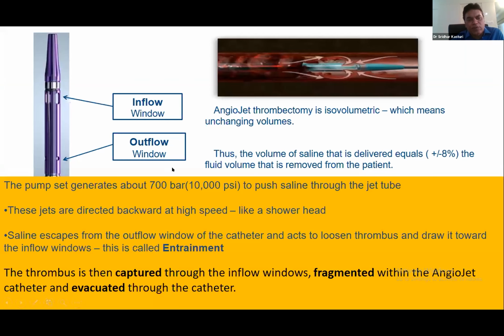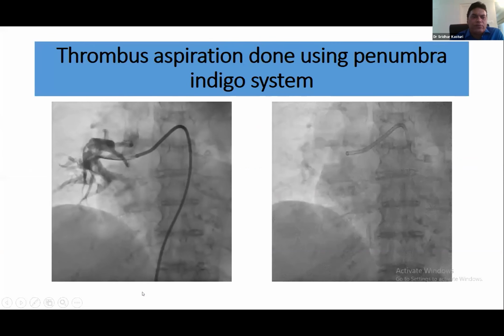So you can combine aspiration and simultaneously you can give thrombotherapy. This pump generates about 10,000 psi to push the saline through the jet tube. It acts through the Venturi effect. The jets are directed backwards at high speed. The saline escapes from the outflow window of the catheter and acts to loosen the thrombus and draw it toward the inflow windows. That is called entrainment. This thrombus is then captured through the inflow window, fragmented within the Angiojet catheter and evacuated through. So it produces more effective thrombolysis.